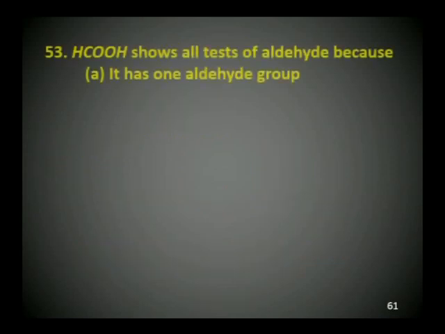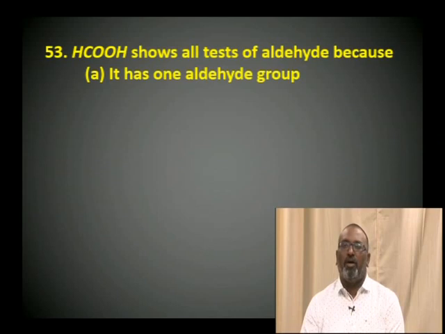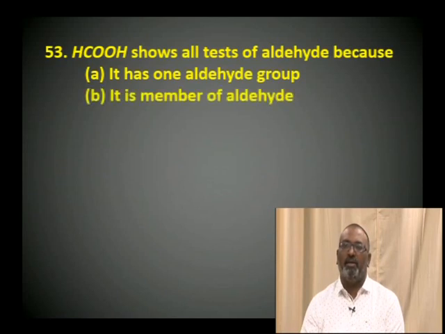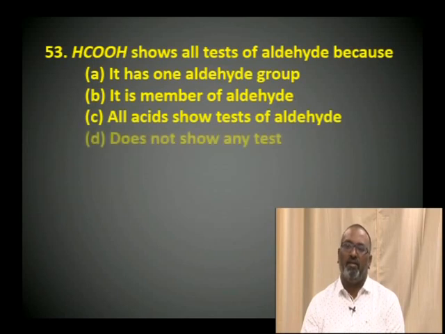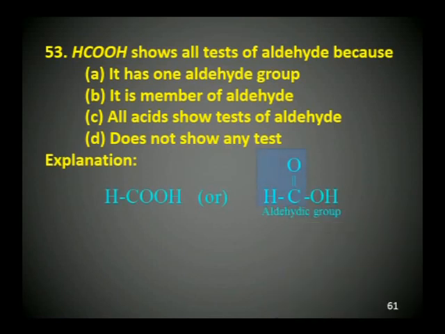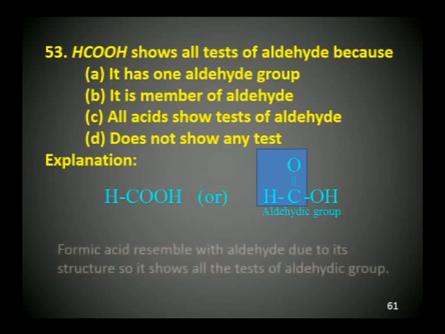Question number 53. Formic acid shows all the tests of the aldehydic group because it has one aldehyde group, it is a member of aldehydes, all acids show tests of aldehyde, or does not show any test. As in the previous question, since it has an aldehyde group in its formula, it will show the tests of all the aldehydic groups. So that is why the answer is A.